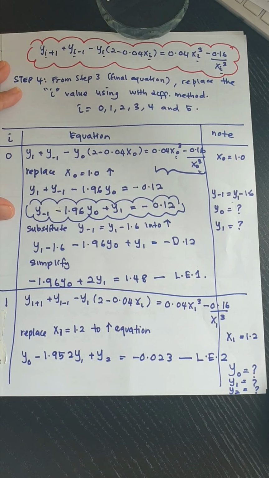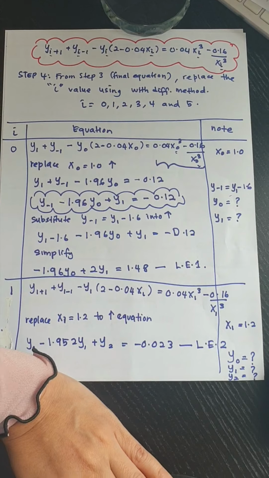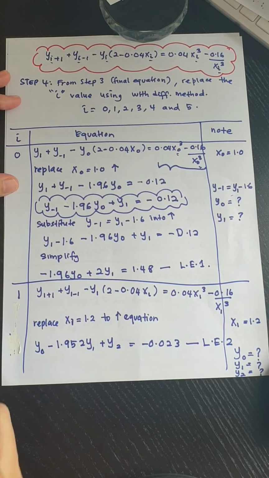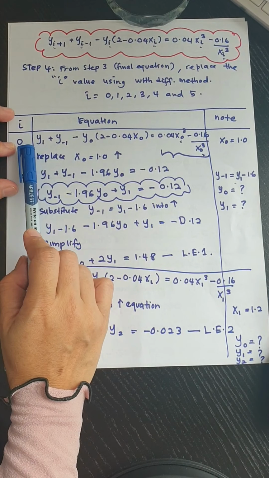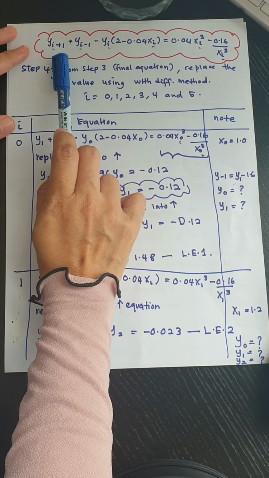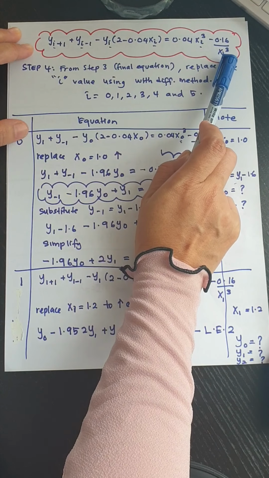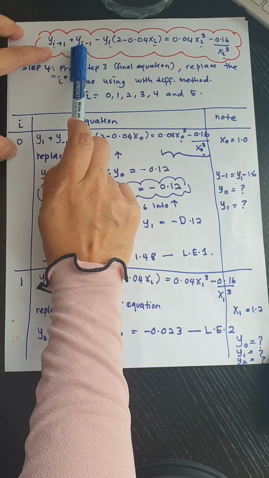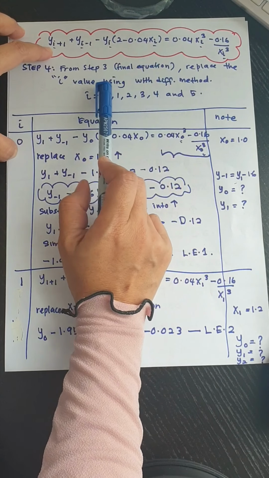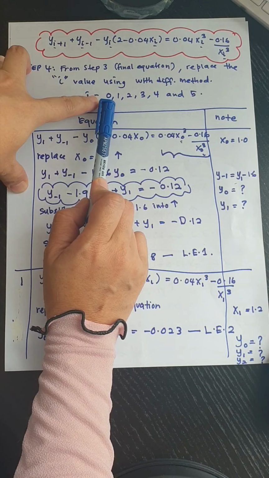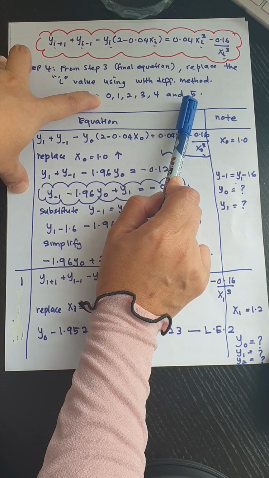Okay, so to cut short the video, I have completed all the procedure in the table. So this is the equation that you get, the final equation from step 3. You have to replace all the I values using the weight differentiation method, whereby I will start from 0 until the n value.